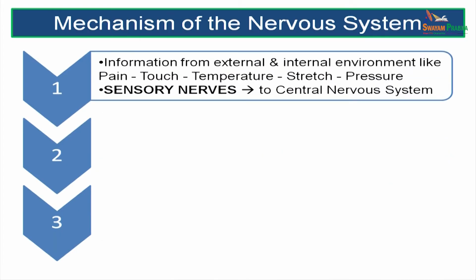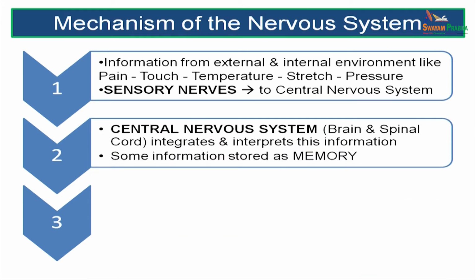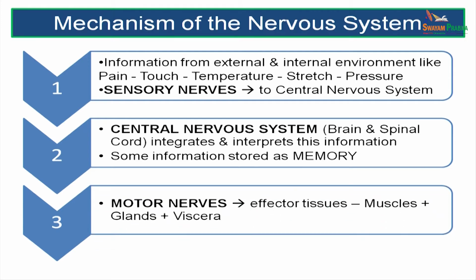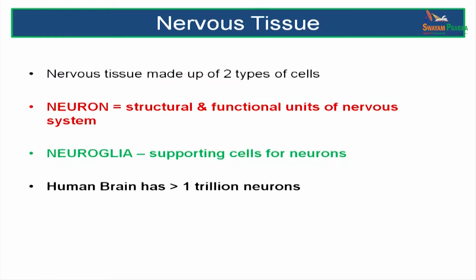The nervous system is made up of sensory nerves which receive sensations like pain, touch, temperature, stretch and pressure from the external environment, and they transmit this to the central nervous system, which is the brain and spinal cord. In the central nervous system, these messages are processed and sent via the motor nerves to the periphery, to the affected tissues, the muscles, the glands and the viscera.